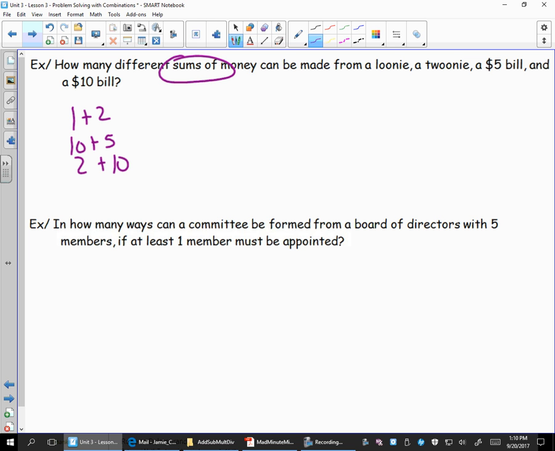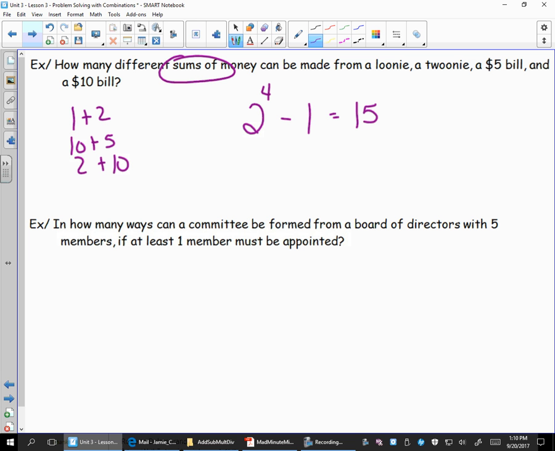Any combination. In other words, I have the choice of using the loonie or not, using the toonie or not, the 5 or not, the 10 or not. So I have 2 choices for each of those 4 items. In other words, 2 to the 4. But if I say I'm not using the loonie, the toonie, the 5 or the 10, I don't have a sum of money. I got nothing in my hands. So I have to subtract that 1 case, leaving me 15 different combinations of money.